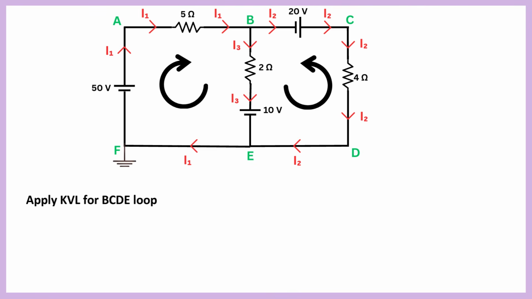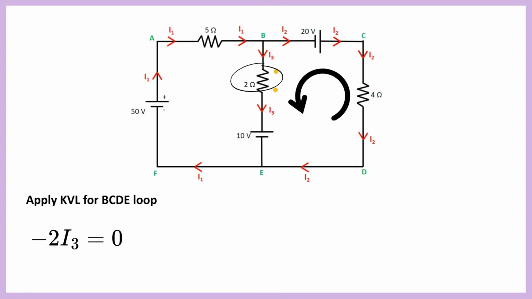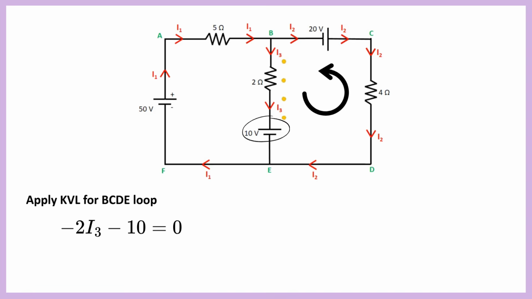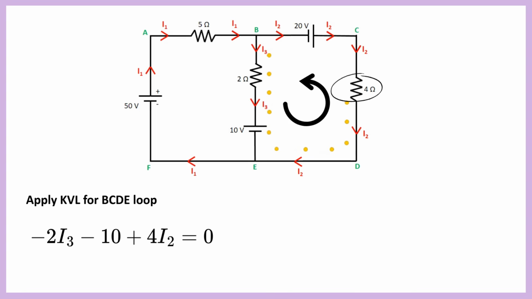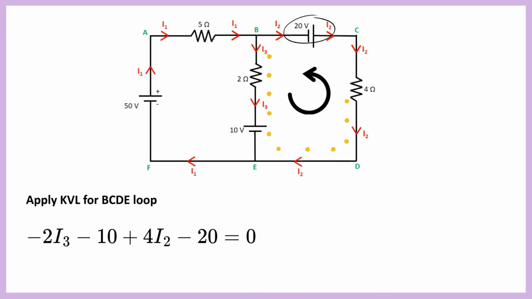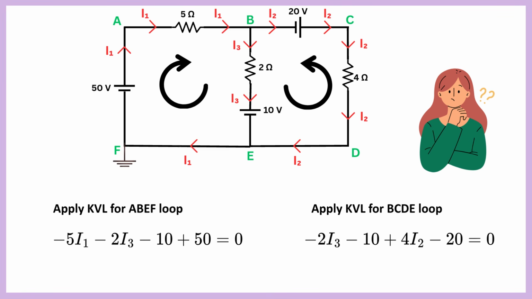Now, let's take the BCDE loop in the anticlockwise direction. From B to E, through the 2 ohm resistor, the loop follows the current, so it's a voltage drop, minus 2 times I3. Next, we move across the 10 volt battery from positive to negative, another drop, minus 10. From D to C, the loop is opposite to the current in the 4 ohm resistor, so that's a rise, plus 4 times I2. Finally, from C back to B, we cross the 20 volt battery from positive to negative, a drop, minus 20. We now have equations for the two loops.